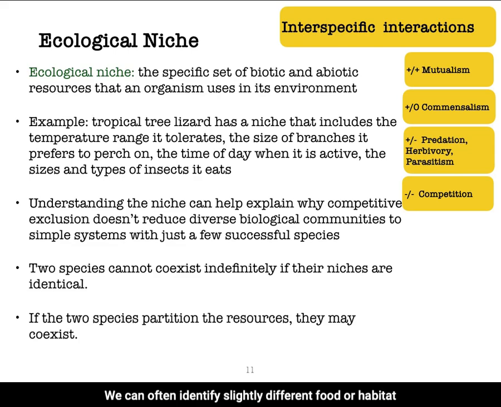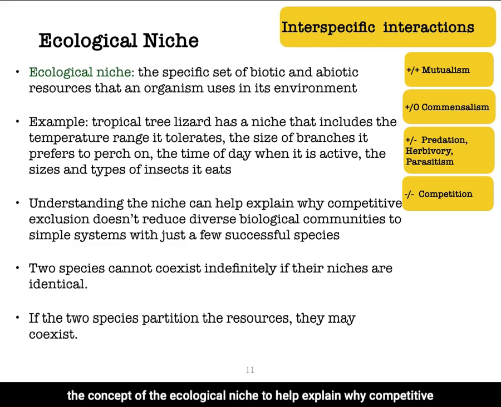In nature, we can often identify slightly different food or habitat preferences between species, even closely related ones. We call this the ecological niche, the specific set of biotic and abiotic resources that an organism uses in its environment. For example, a tropical tree lizard has a niche that can be described by the temperature range it tolerates, the size of branches it prefers to perch on, the time of day when it is active, and the type and sizes of insects that it eats.